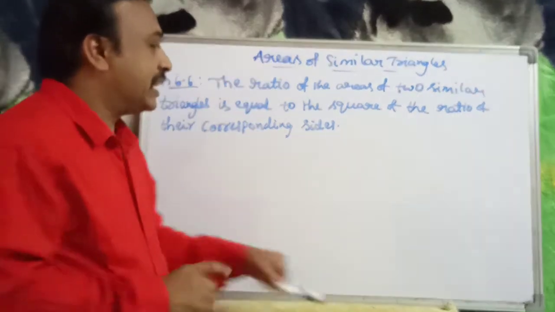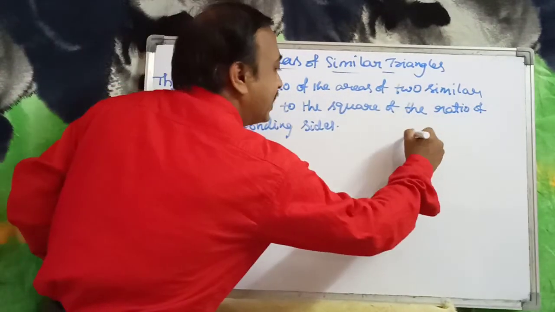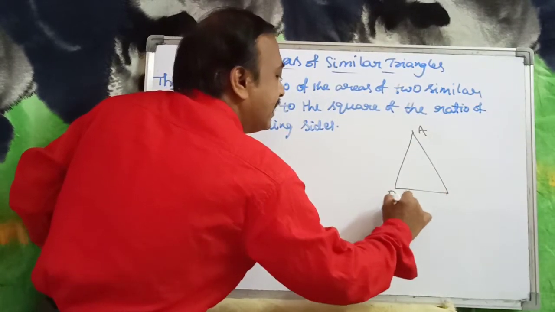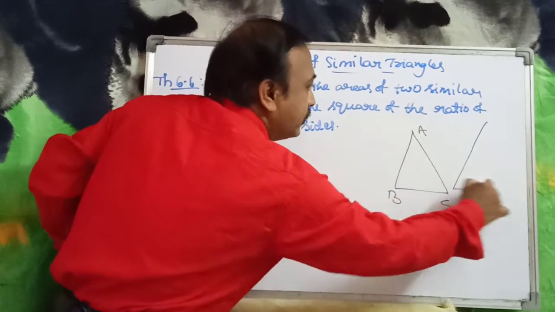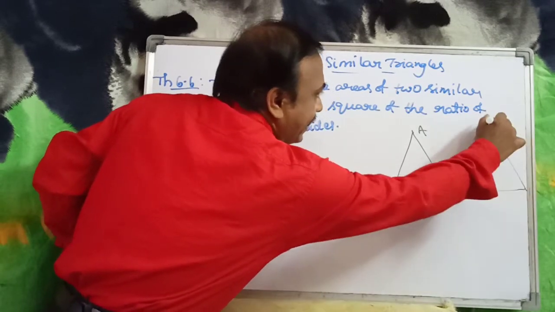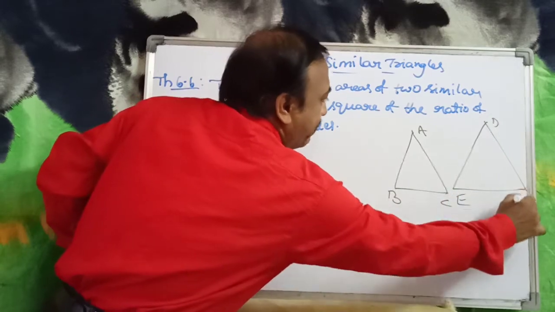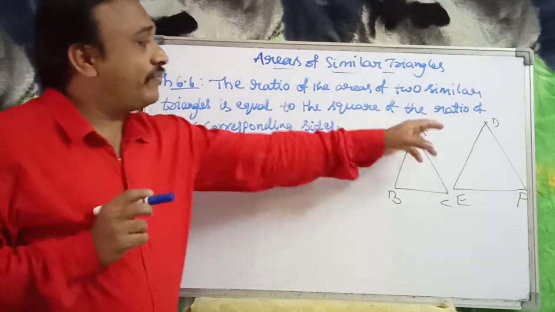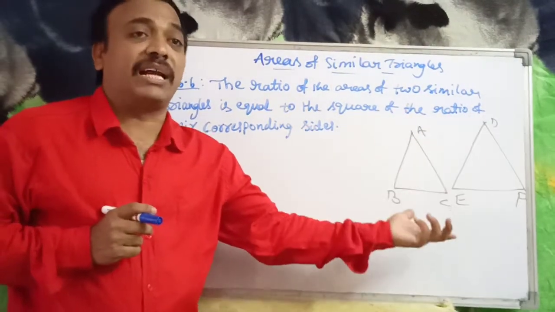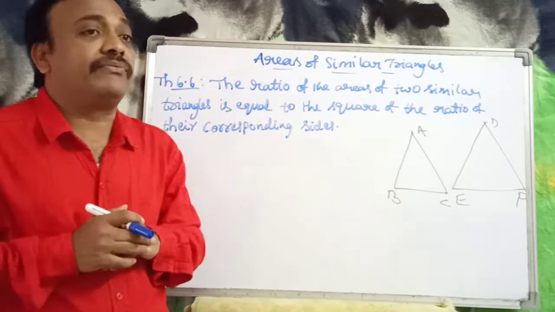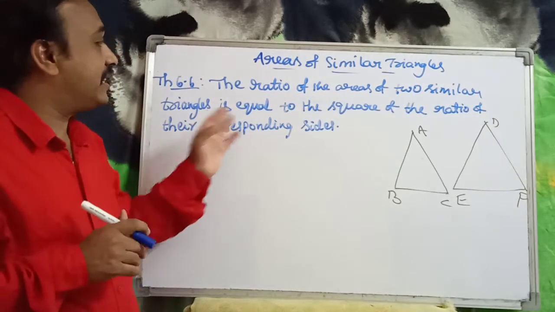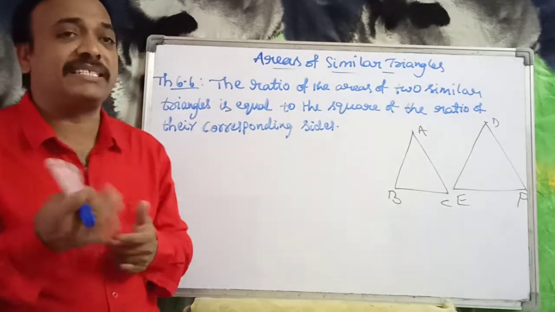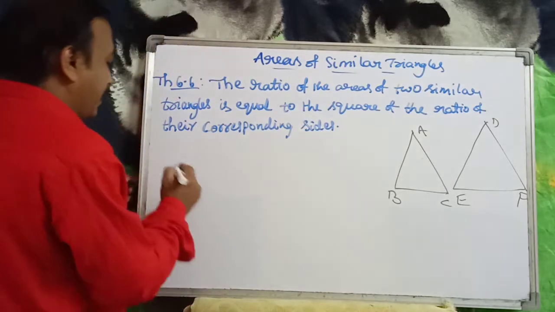So first we see the two triangles are similar. So let triangle ABC be similar to triangle DEF. Now the ratio of the areas of these two triangles is equal to the square of the ratio of their corresponding sides. So that is first given.